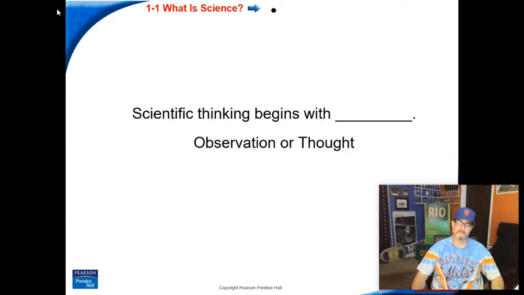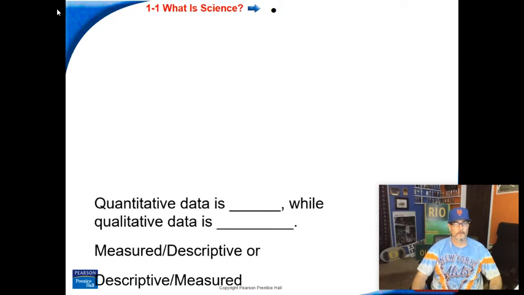I can't do that if they're not numbered. All right, a couple more seconds. It begins with observation. All right, quantitative data is blank, while qualitative data is blank.